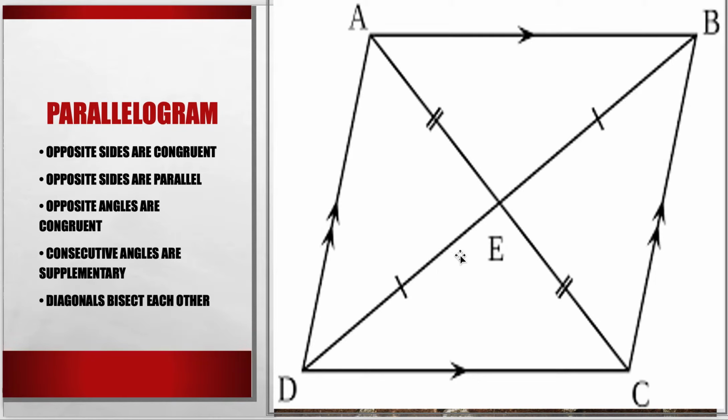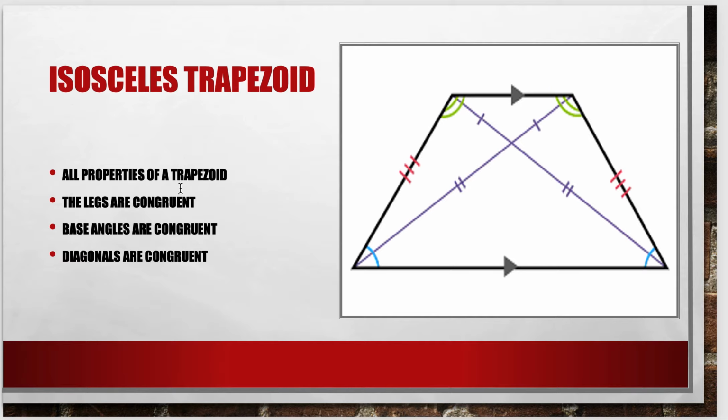Next we have the isosceles trapezoid. So the isosceles trapezoid has all the same properties as a normal trapezoid and then some. It has the legs are congruent, so that's wrong. The legs are not congruent. The legs are parallel. Oh, I'm sorry. Yes, the legs are congruent. The legs are the lines on the sides. They are congruent.